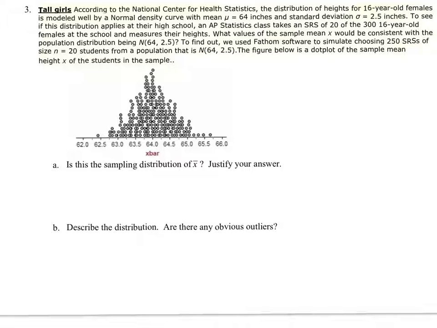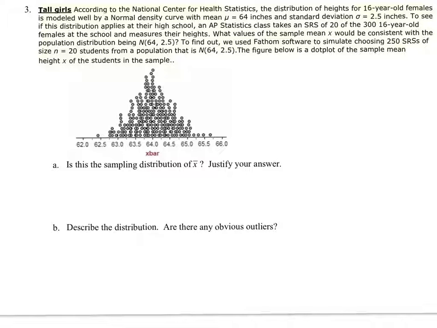To find out, we use the Fathom software to simulate choosing 250 SRSs of size n equals 20 students from a population that is N(64, 2.5). The figure below is a dot plot of the sample mean height of the students in the sample. So, is this a sampling distribution of x bar?